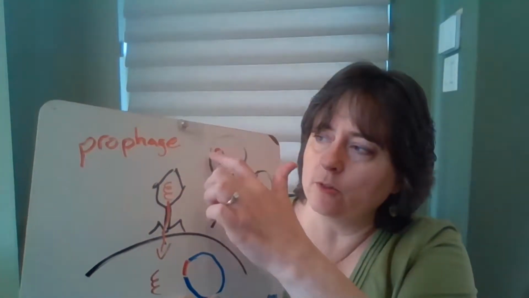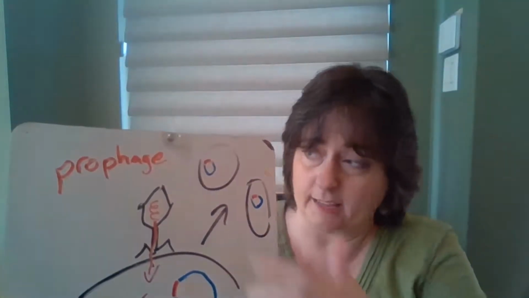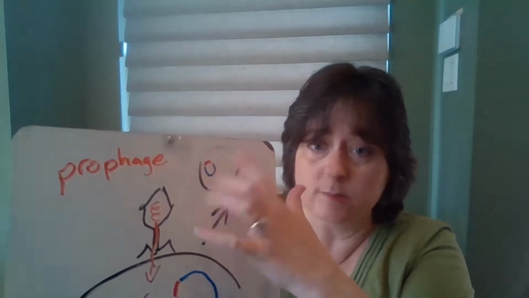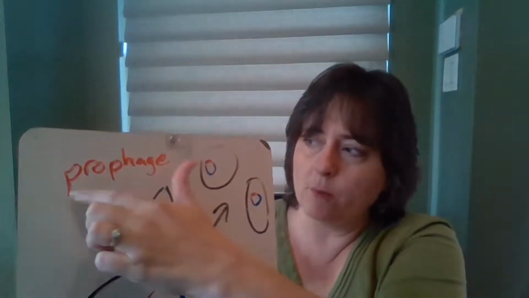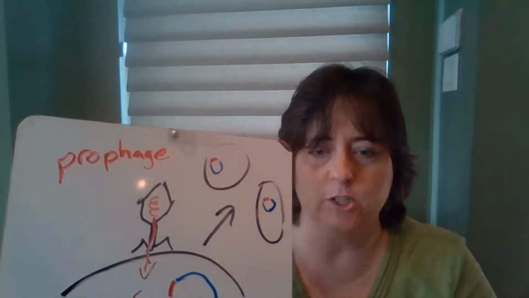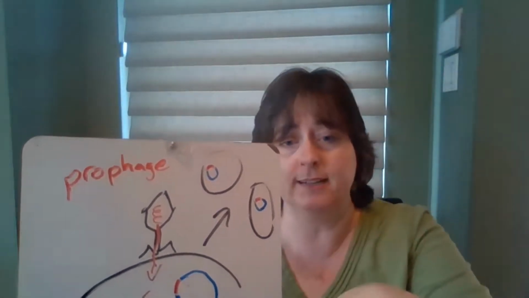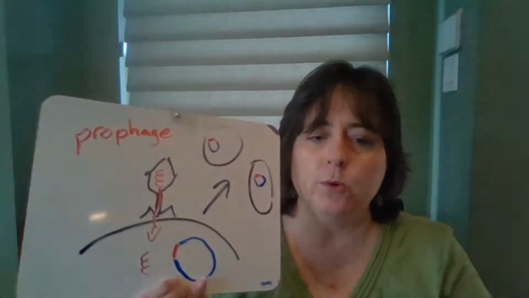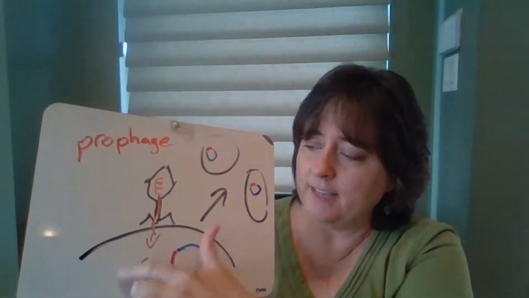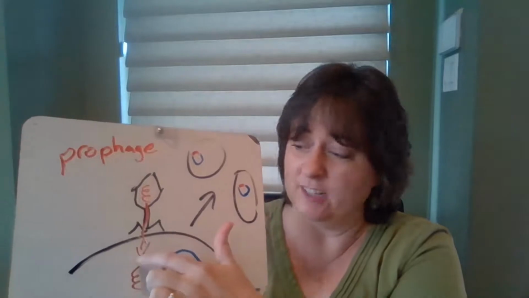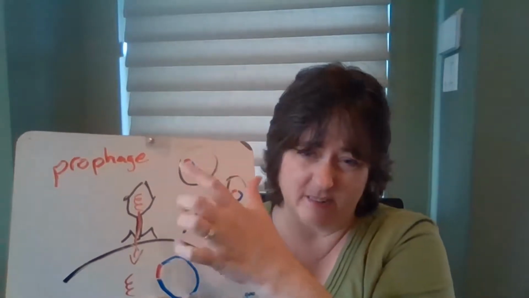So this viral nucleic acid, remember, doesn't have a capsid or anything, it's just nucleic acid. It's integrated, it's protected by the cell. We call this a prophage. So it's viral DNA integrated into the host cell DNA. Now this only works if the bacteriophage has a DNA nucleic acid, okay? Because we can't integrate RNA into the DNA double helix.